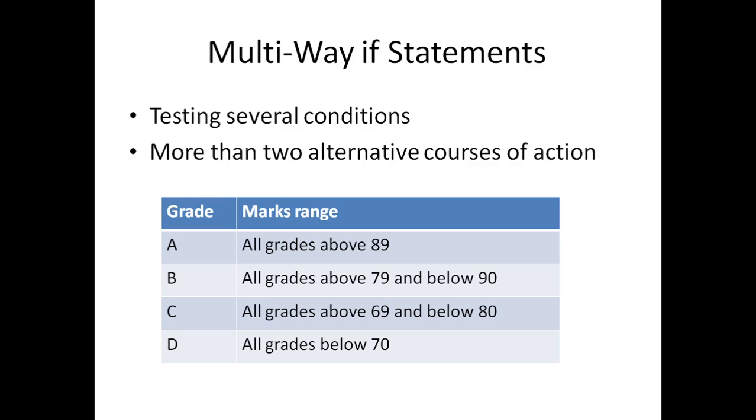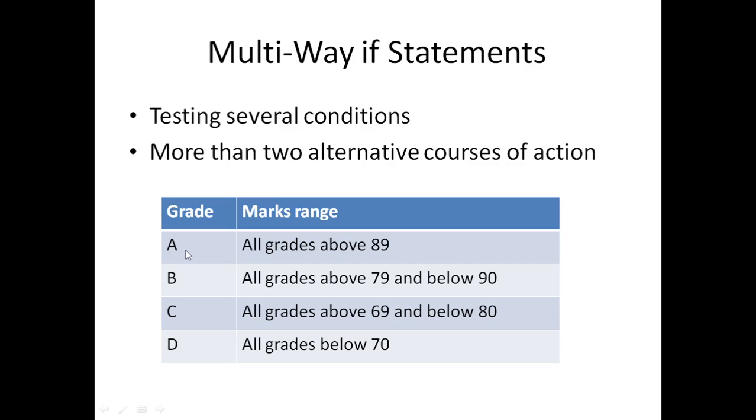In that case, what we have to do is use a multi-way if statement. If we have to test several conditions, with more than two alternative courses of action, we have to use the multi-way if statement. So this is an example. Here we are giving grades.